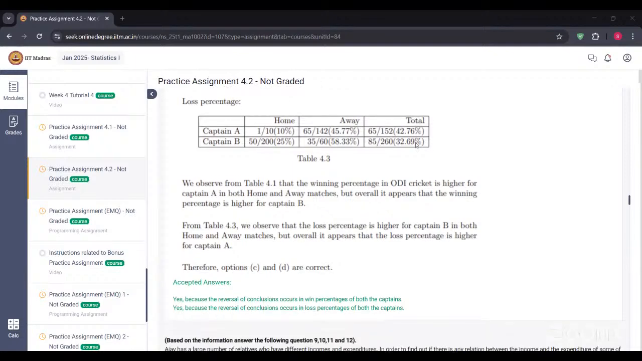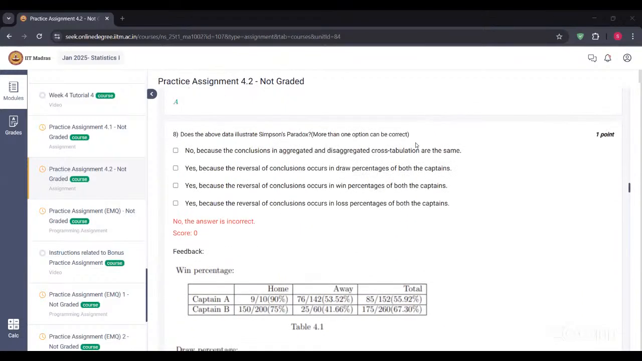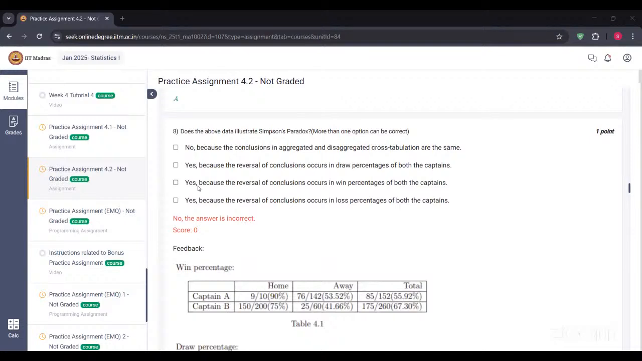Okay, so if you see the answers, C and D, these are the ones. Yes, because the reversal of conclusion occurs in the win percentage and in the loss percentage of both the captains. Now you got it? What is Simpson's paradox?